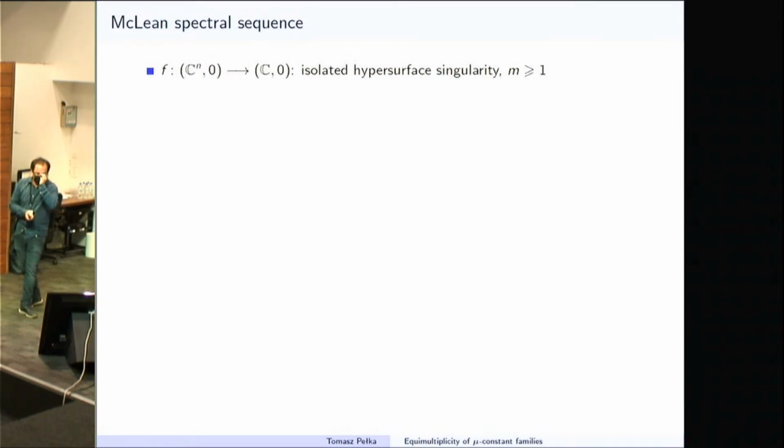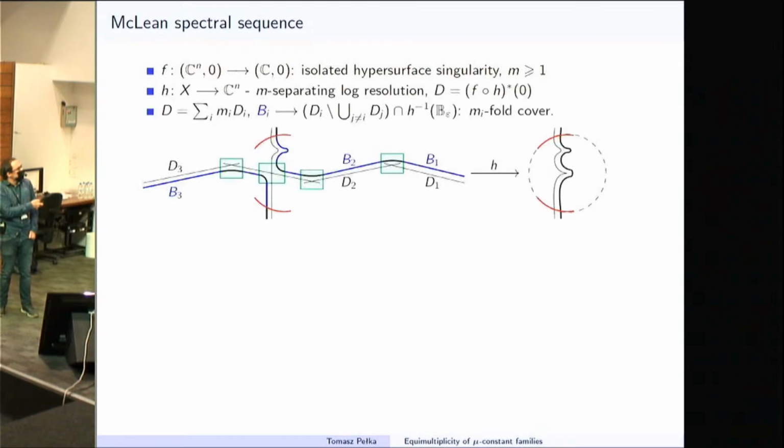So let me formulate this more precisely. I start once again with an isolated hypersurface singularity and fix a number m that I will study. I will study the mth iterate of phi. I take an m-separated log resolution. So the m-separated condition means that when two divisors meet, the sum of multiplicities is bigger than m. And again, I split the Milnor fiber into these pieces, which I denote by B_I.